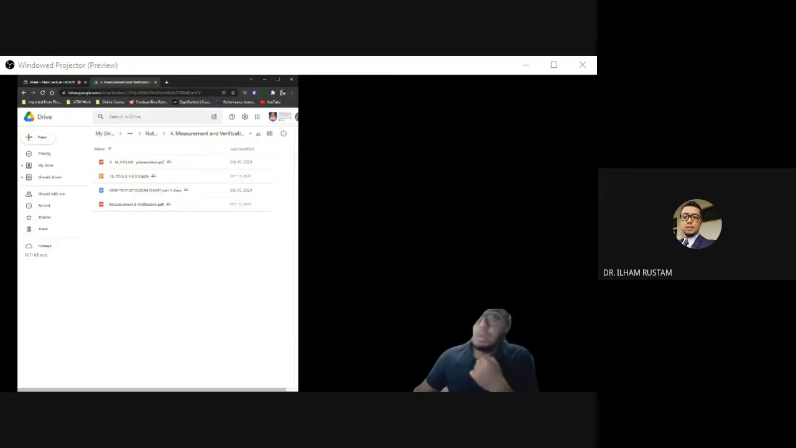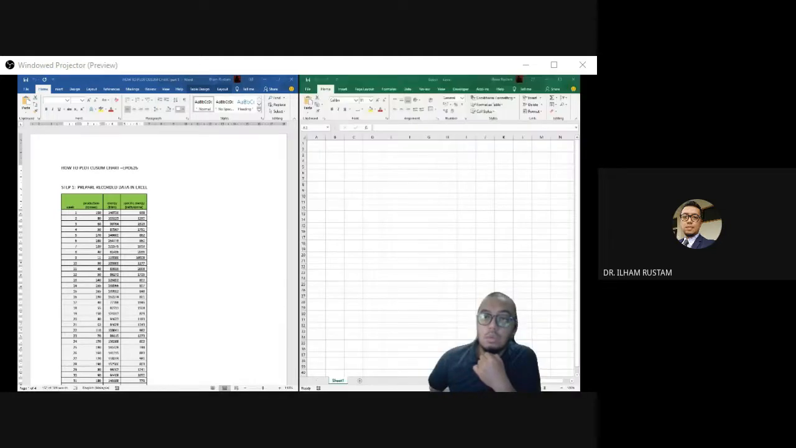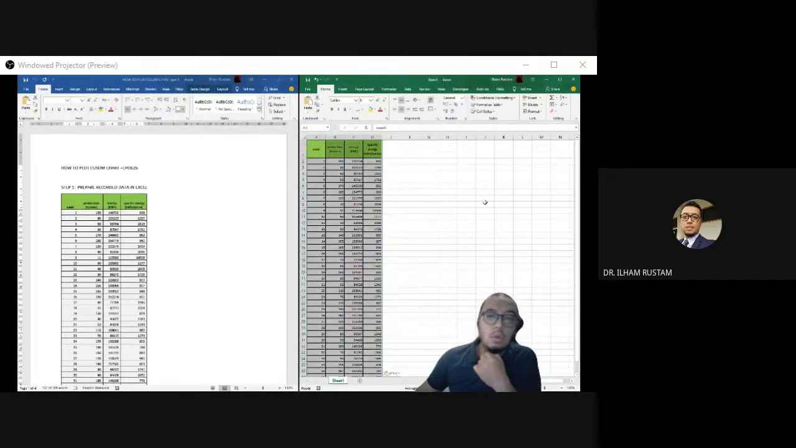So in order for you to do this, you need to have your Excel file open. It can be just a new file, and then the first thing is you need to copy all this into your Excel. So just paste the data. Of course, you need the data. You can't plot anything if you don't have data.